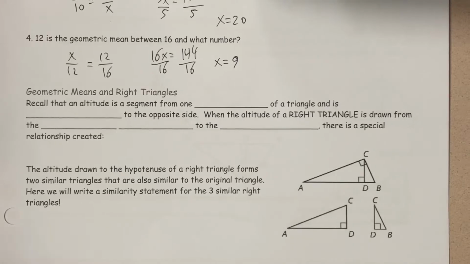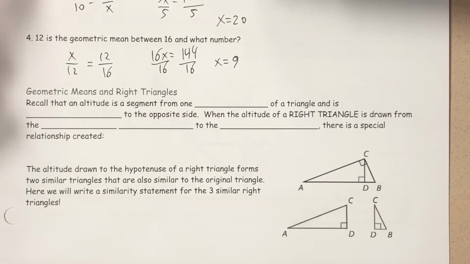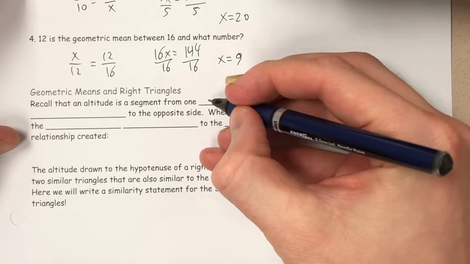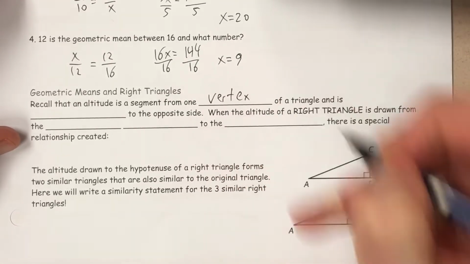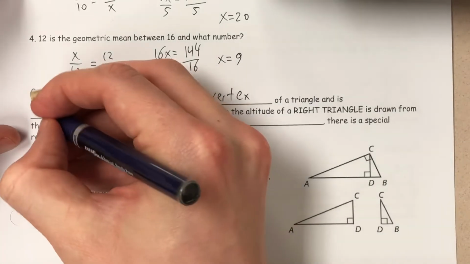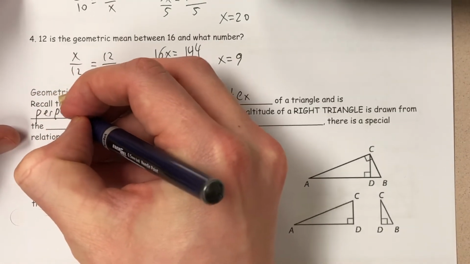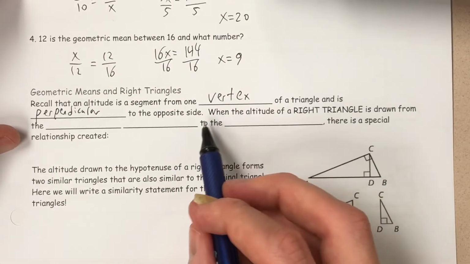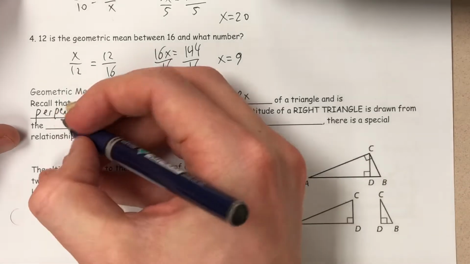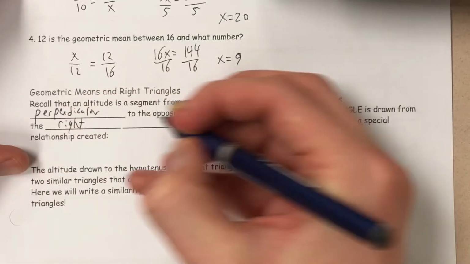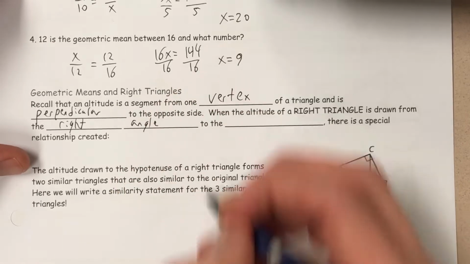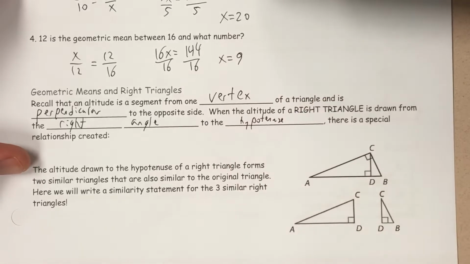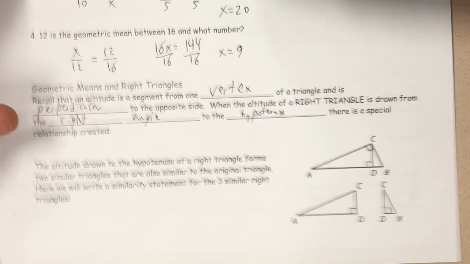So our next piece is dealing with geometric means and right triangles. So we should remember that an altitude is a segment from one vertex of a triangle that is perpendicular to the opposite side. So when the altitude of a right triangle is drawn from the right angle to the hypotenuse, there is a special relationship created.